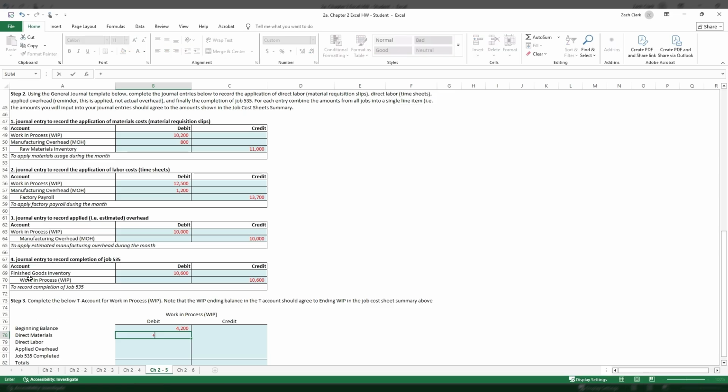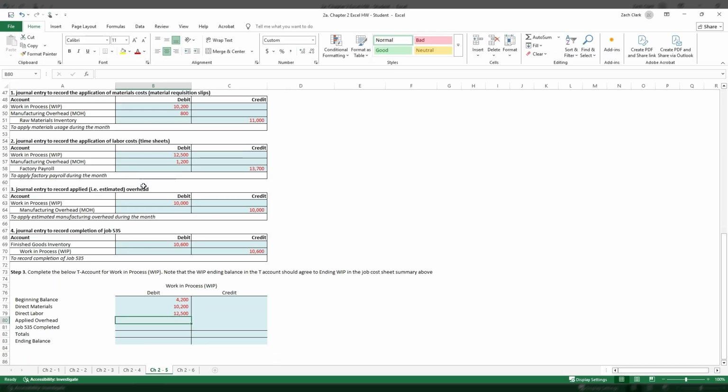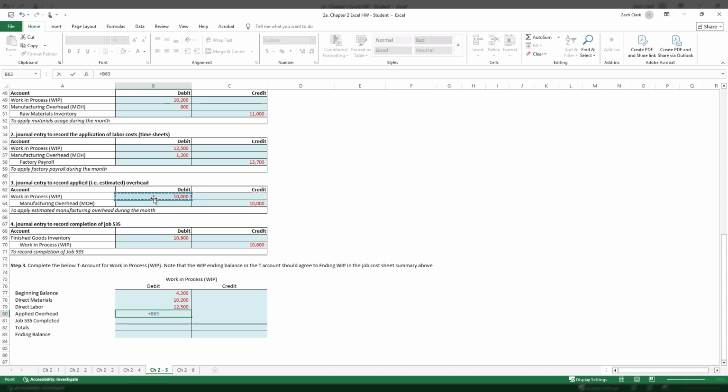Then we had direct materials. So this is what we did up here, is 10,200. Then we had labor. That was 12,500 that went into WIP. Then we had applied overhead, which was the 10,000. And then finally, we had job 535 that was completed. So that reduced WIP because it was now done and it was no longer in work in process. And then let's just total up the debits and credits. So we have 36,900 on the debit side, 10,600. So we subtract the smaller from the bigger. And lo and behold, we get 26,300.